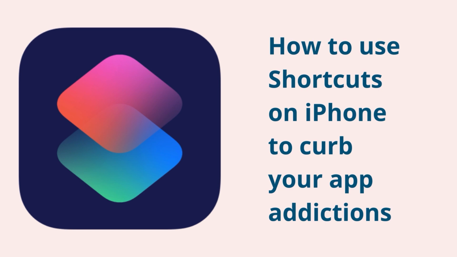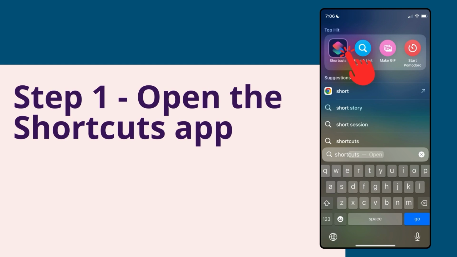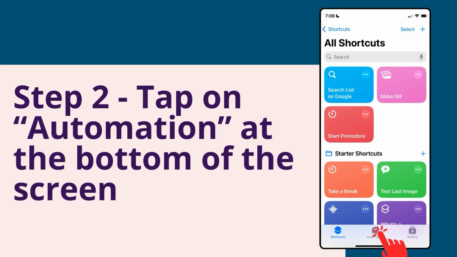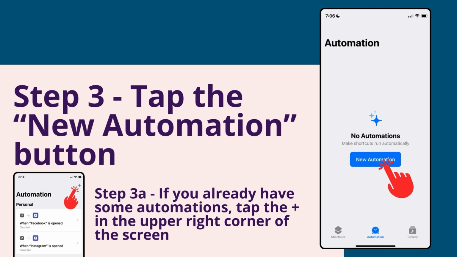Okay, let's jump into how to use shortcuts on iPhone to curb your app addictions. Step number 1, open the Shortcuts app. Pretty easy here. If you don't, for some reason, have the Shortcuts app on your iPhone already, go ahead and download it from the App Store. Step 2, you're going to tap on Automation down at the bottom of the screen in the middle there. Step 3, if you don't have any automations already set up, you're going to tap New Automation.